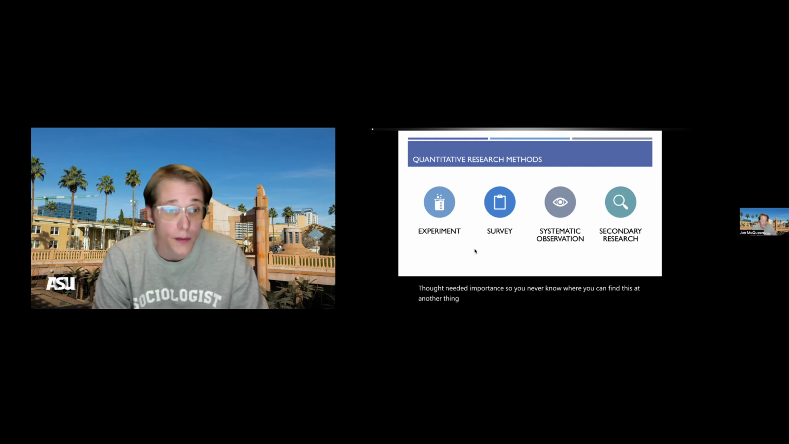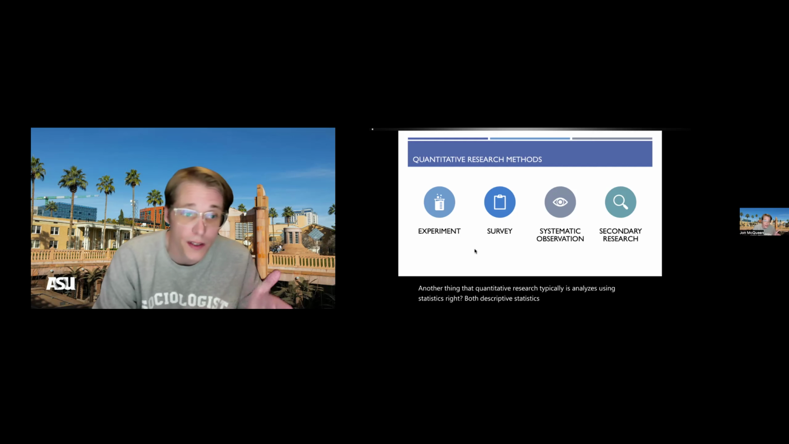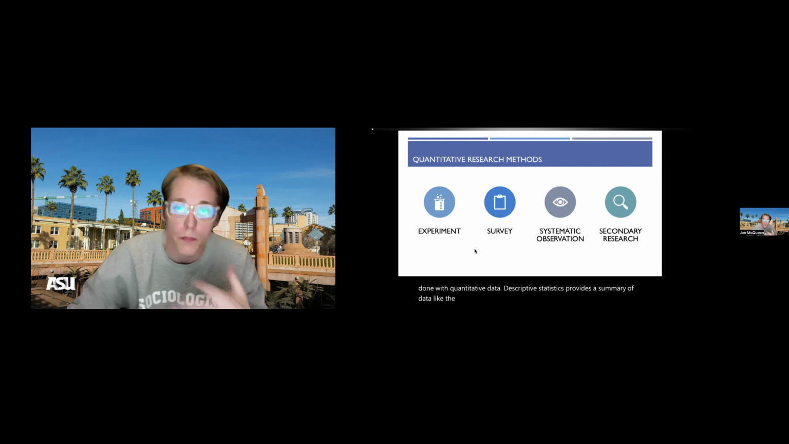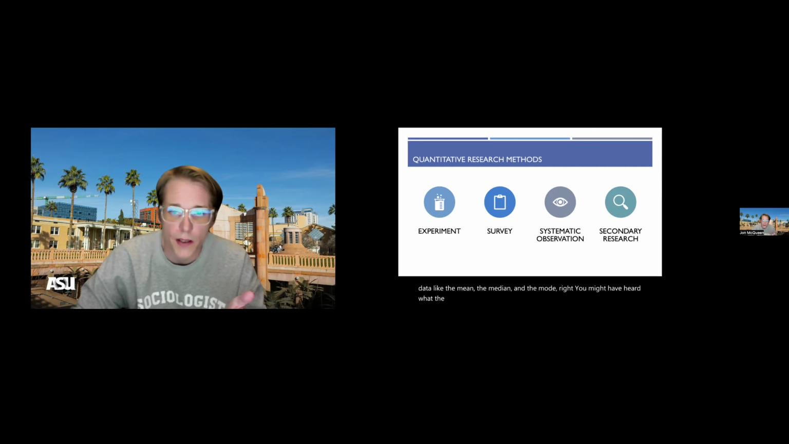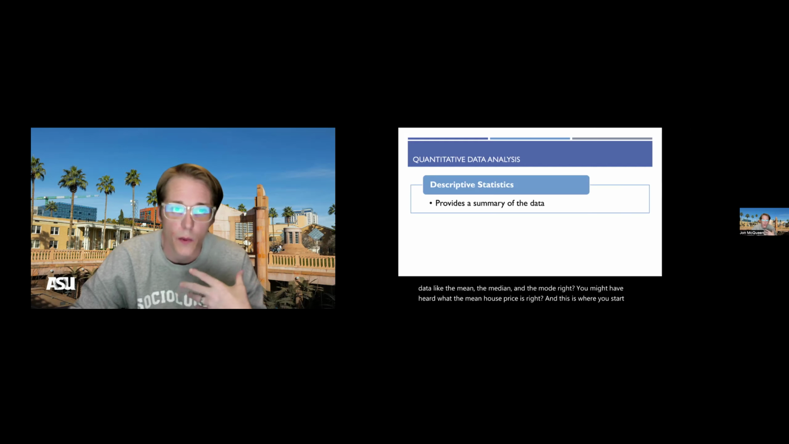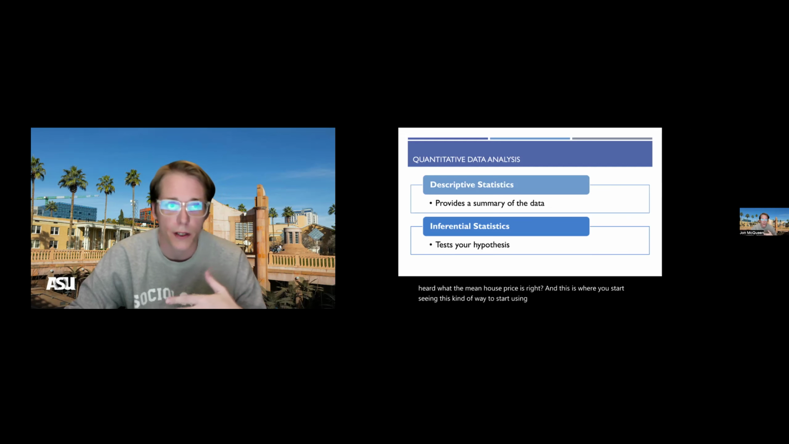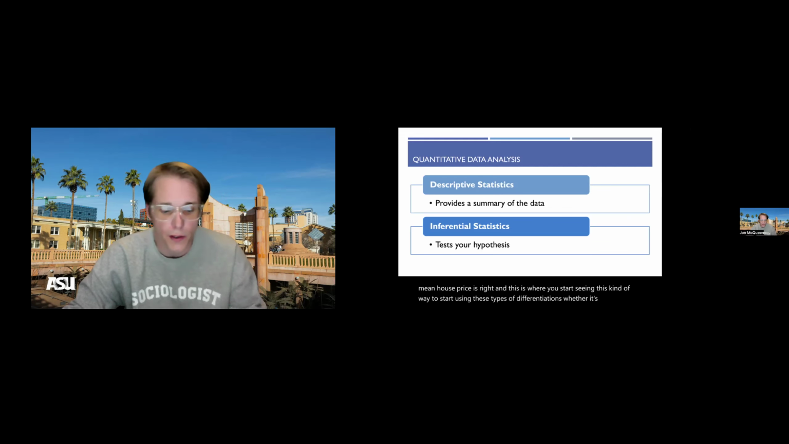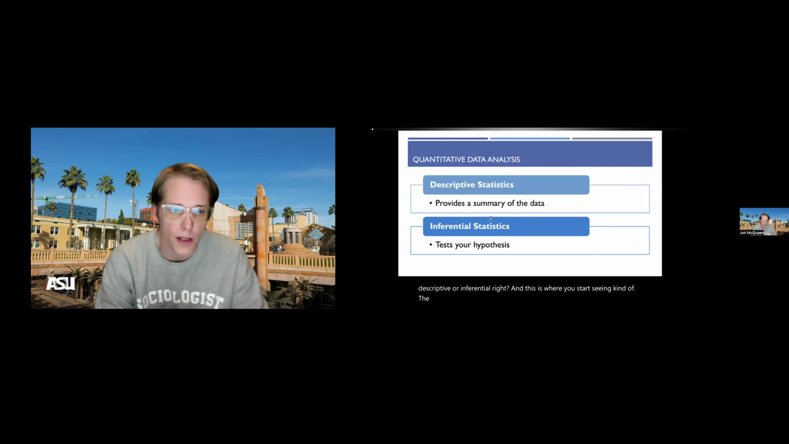Another thing is that quantitative research is typically analyzed using statistics, right? Both descriptive statistics and inferential statistics can be done with quantitative data. Descriptive statistics provides a summary of data, like the mean, the median, and the mode, right? You might have heard what the mean house price is, right? And this is where you start seeing the differentiation, whether it's descriptive or inferential, and the ability to understand what the mode is, what the median range is, what that mean structure is.